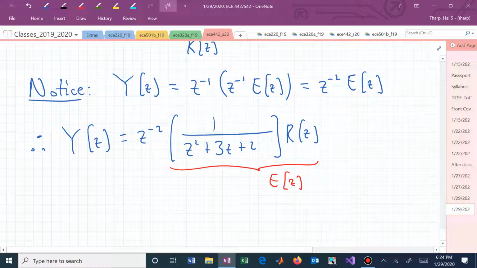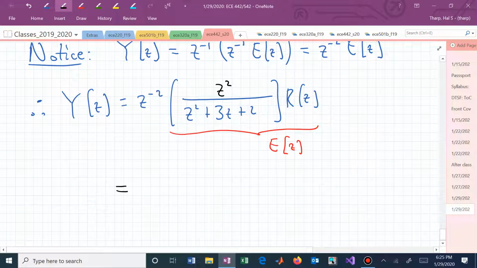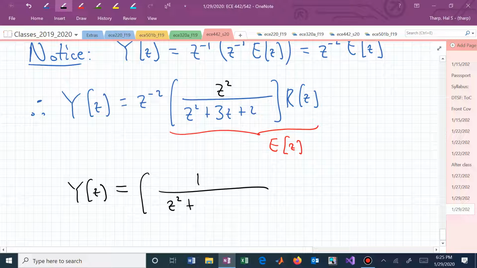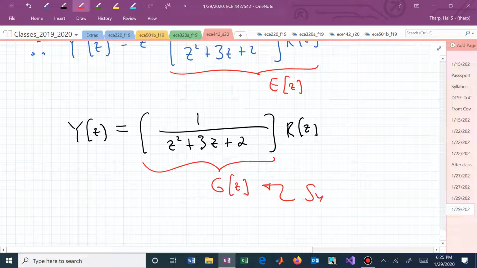So this is the E of Z in terms of R of Z. Or we could have kept everything in terms of the Z to the minus 1. It wouldn't have mattered. But this now tells us that Y of Z, the transfer function between R of Z and Y of Z, we push that Z to the minus 2 through, and we end up with 1 over Z squared plus 3Z plus 2 R of Z. And this is our G of Z, our system's transfer function.